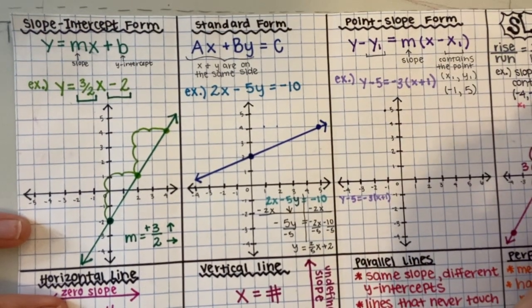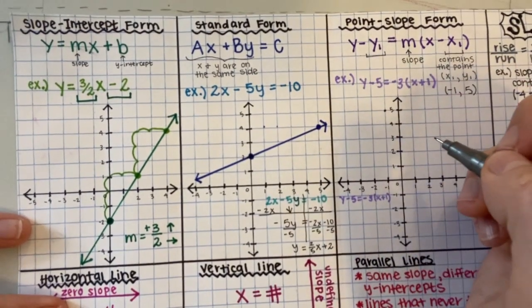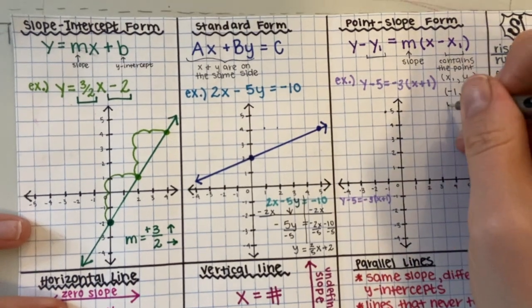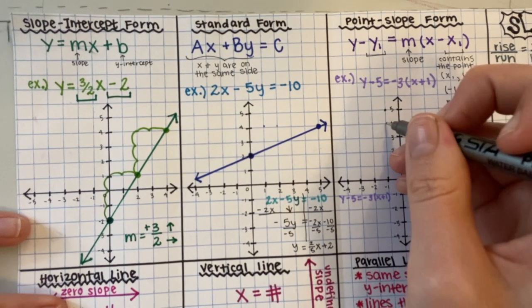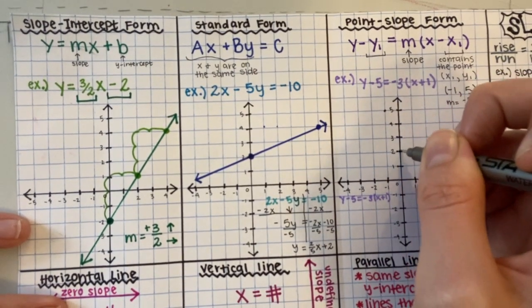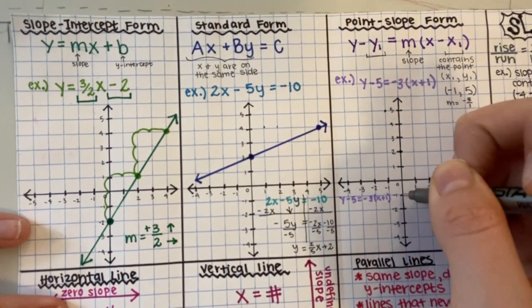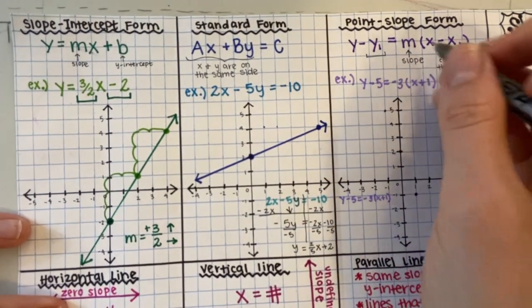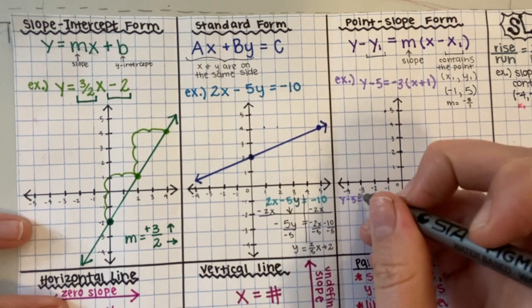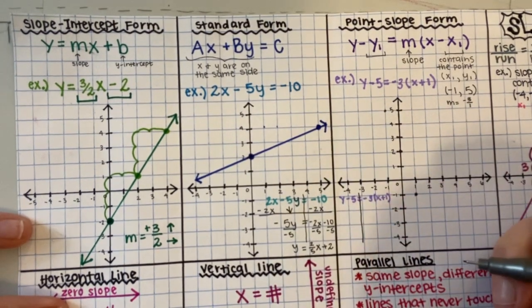And then I would use the slope, which is -3. So we would look at that as -3 over 1. And we would go down 3, right 1. But I don't have to know this form. I can just solve and put it in y-intercept form.